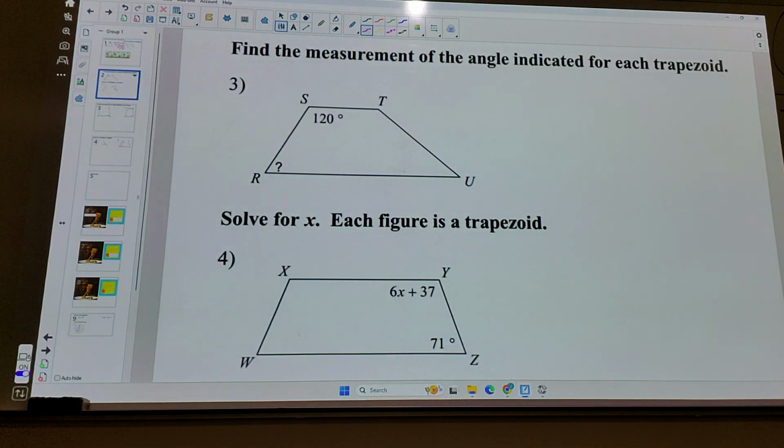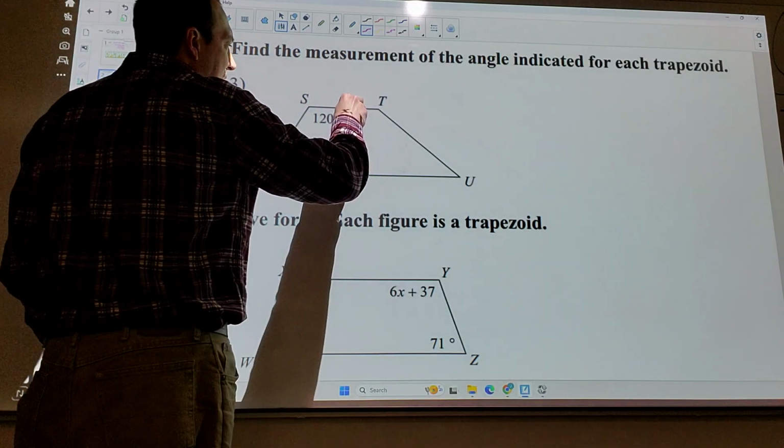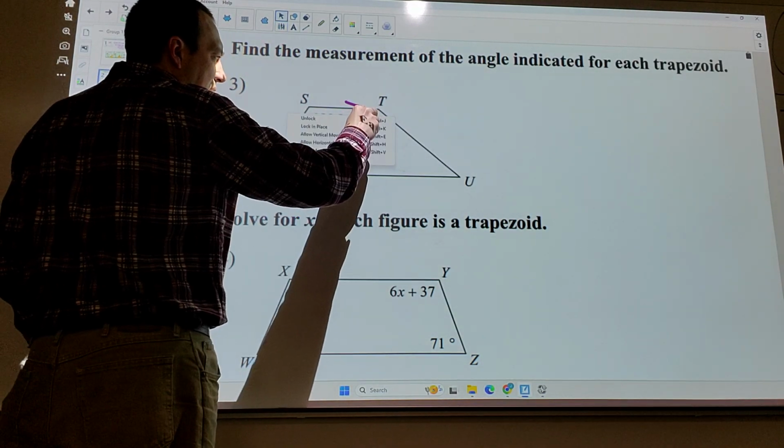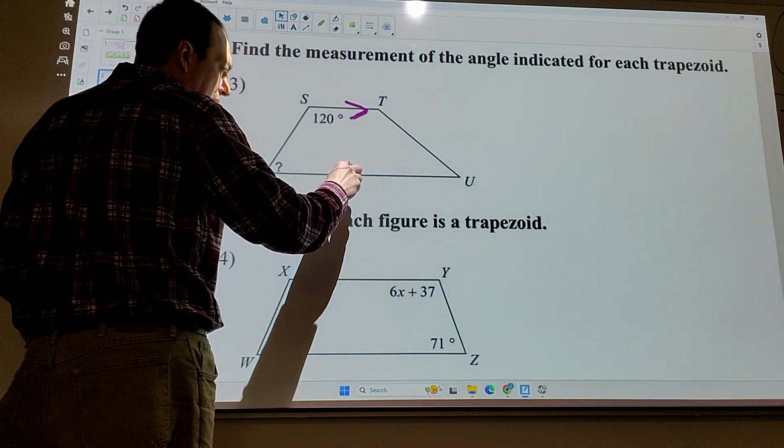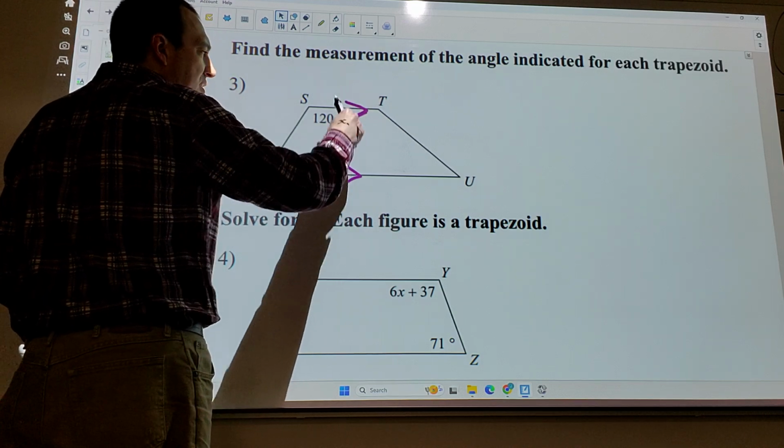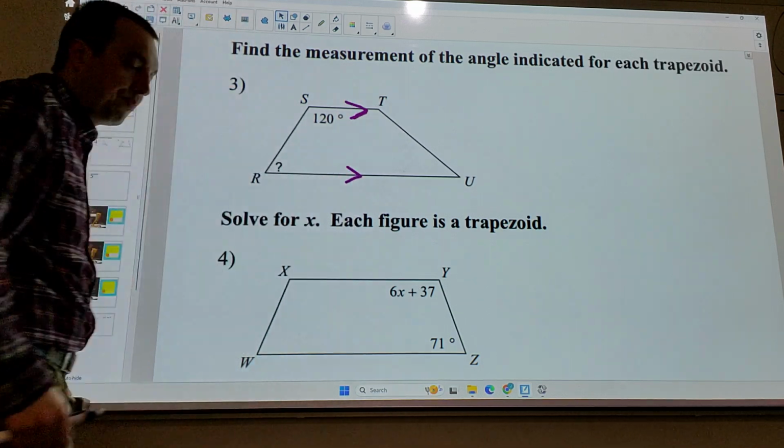We're going to be talking about trapezoids. There are two things we will talk about with trapezoids. One is, what if I simply have a regular trapezoid? Not an isosceles trapezoid, but a regular trapezoid. That means that this side is parallel to this side. We have one set of parallel lines.